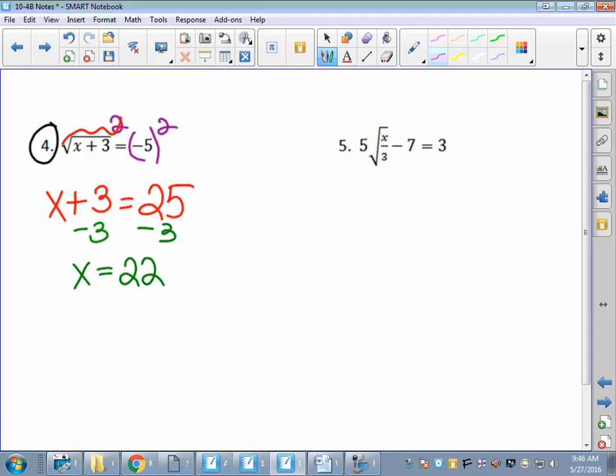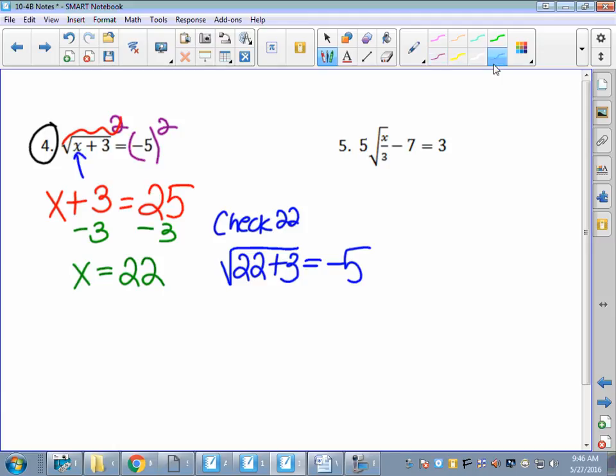Now I'm just going to do a quick check, make sure that it works. So when I check 22, I'm going back to my original equation. So I'm going to do the square root of 22 plus 3 equals negative 5. So I went back here. I only had one x. So 22 plus 3 is 25. What do you think of this? The square root of 25 equals negative 5. Do you agree with this? Right? Square root of 25 is a plain 5, right? This is junk.